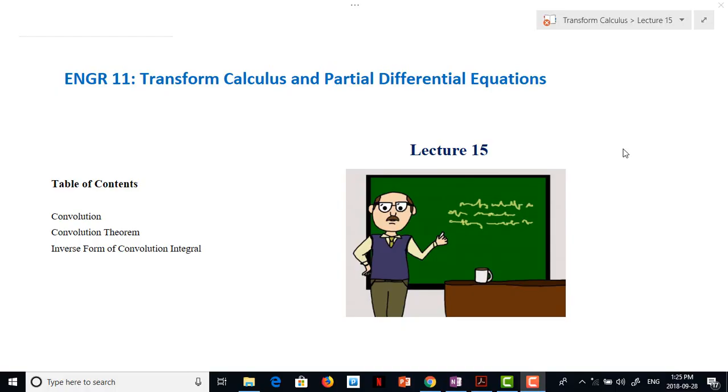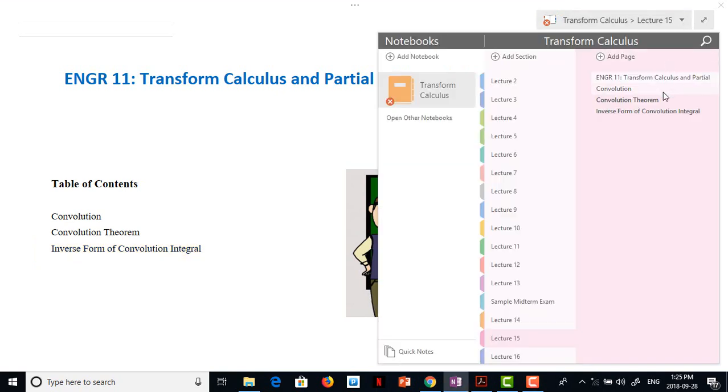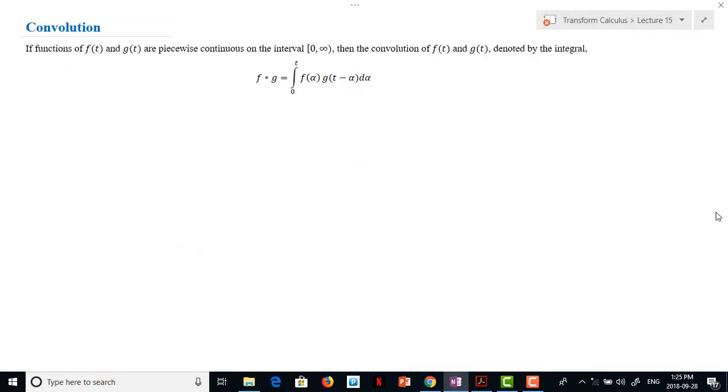Hello guys, we want to start our 15th lecture. In this lecture, I want to talk about convolution, and then we talk about the convolution theorem, and at the end we're going to talk about the inverse form of the convolution integral and how we can use this theorem to find the Laplace inverse of different functions. First of all, we have to define convolution.